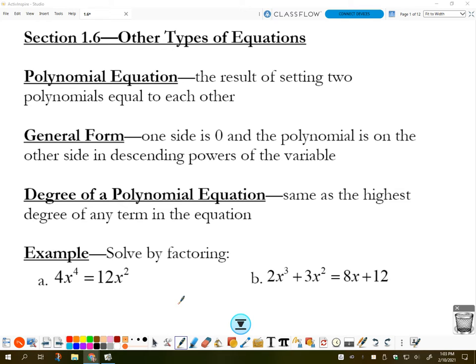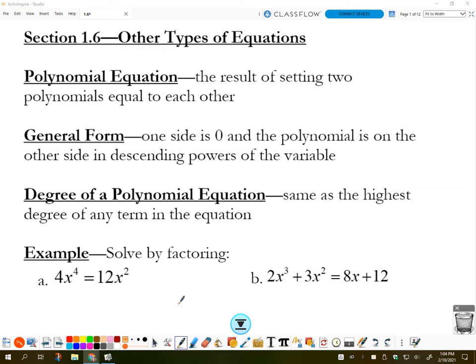All right, so a polynomial equation is a result of setting two polynomials equal to each other. General form is when one side is 0. So the first step in solving is to get it equal to 0. The degree is the highest exponent, but that's not really that important other than to know that if the degree is 4, then you should have 4 solutions. But sometimes you have imaginary solutions, and we're not going to be able to see those until we get into, I think it's chapter 3, where we talk about polynomials.